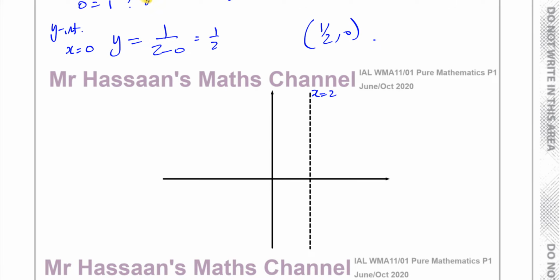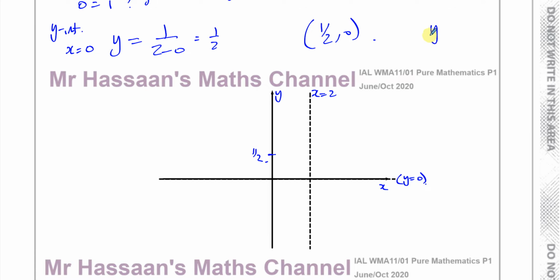And we also know there's another asymptote at y equals 0, which is this is the y-axis, this is the x-axis, and this is the line y equals 0. That's the other asymptote. Okay, and we also determined that it crosses the y-axis at a half. Okay, half 0.